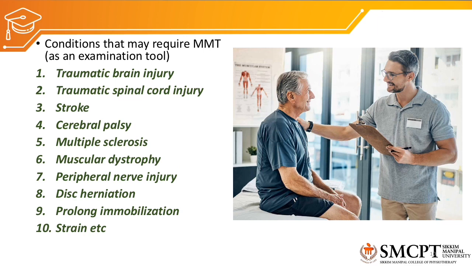So now, summarizing the conditions that may require manual muscle testing, or the indications for manual muscle testing: traumatic brain injury, traumatic spinal cord injury causing central nervous system damage, stroke, cerebral palsy, multiple sclerosis and muscular dystrophies are also some of the conditions that cause central nervous system damage. Peripheral nerve injury, disc herniation, prolonged immobilization and strain are some of the conditions causing weakness, and they may require manual muscle testing.